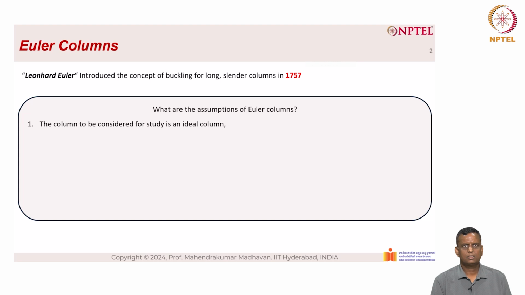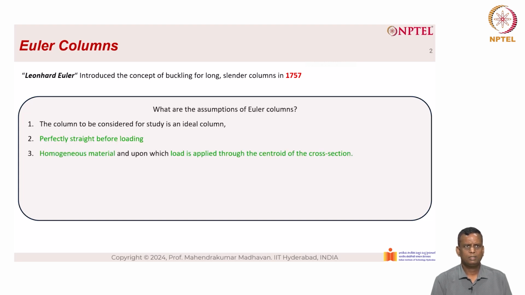The column is considered to be an ideal column. It should be perfectly straight before loading. It should be made of homogeneous material, and the load is applied through the centroid of the cross section. The material behaves in a linear elastic manner, which obeys Hooke's law. The column buckles or bends in a single plane.